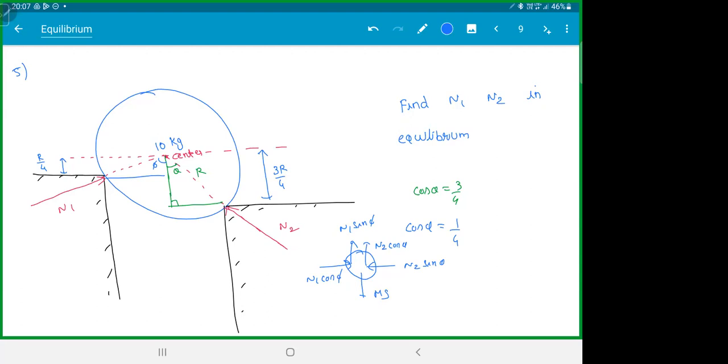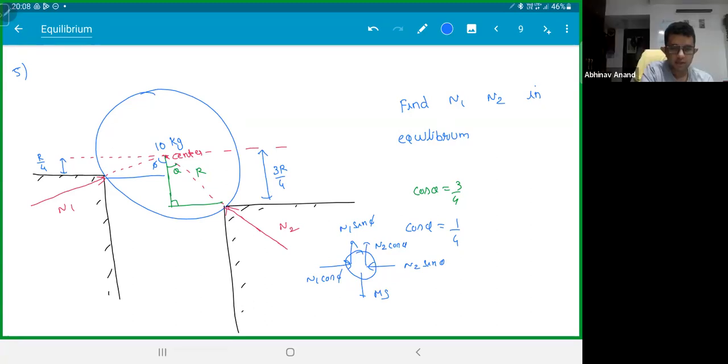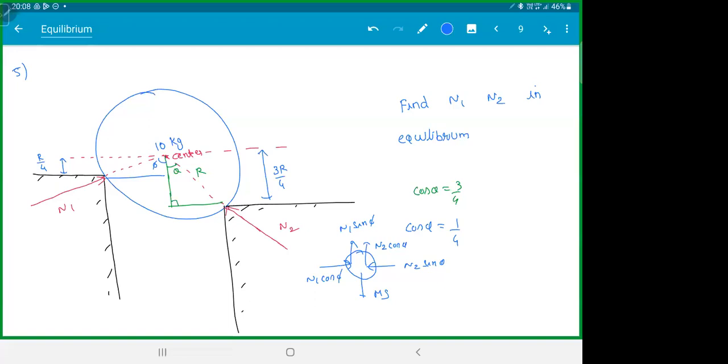Any doubts on this equilibrium sheet, please ask me. In case you have not gotten it, do make sure to check it out again, the 5 FBDs. Sir, can you explain this sum again? First of all, you have to find the angles, Abhinav. Did you get the angles? Yes, sir.